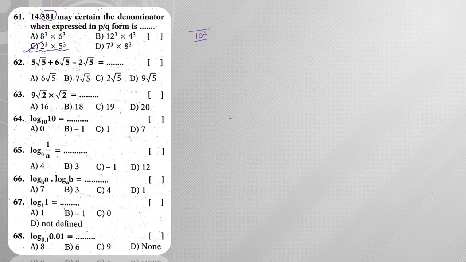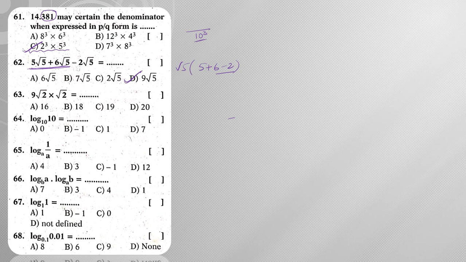So hence the answer is 2 power 3 into 5 power 3. Next, 5 root 5 plus 6 root 5 is nothing but 11 root 5. 11 root 5 minus 2 root 5 is 9 root 5. Or we can simply take root 5 as common: 5 plus 6 minus 2, so 6 minus 2 is 4, 4 plus 5 is 9. Hence the answer is 9 root 5.